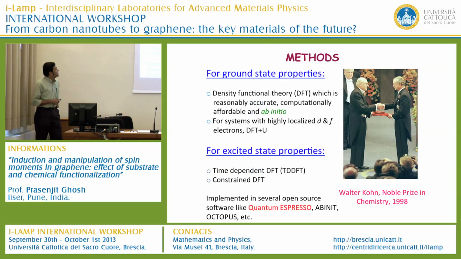The tool which I use is density functional theory, which is reasonably accurate and computationally affordable. But it doesn't work for all types of systems, particularly for cases where the electron-electron correlations are important. So one needs to do some more approximations, and for the excited state properties, I use time-dependent density functional theory and constrained DFT. All this is implemented in several open source software packages. This list is not exhaustive, and I typically use Quantum Espresso.